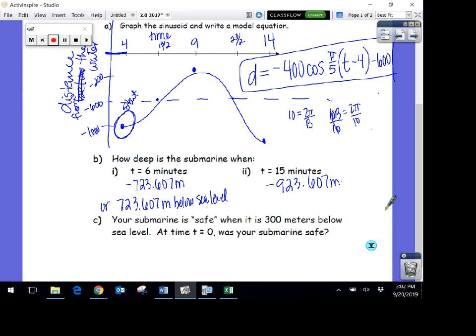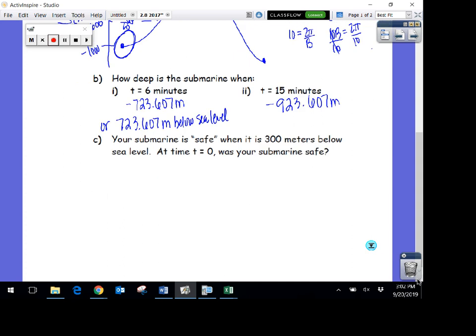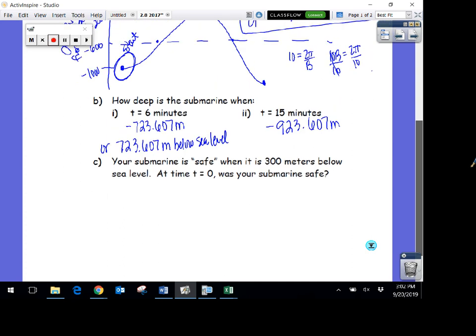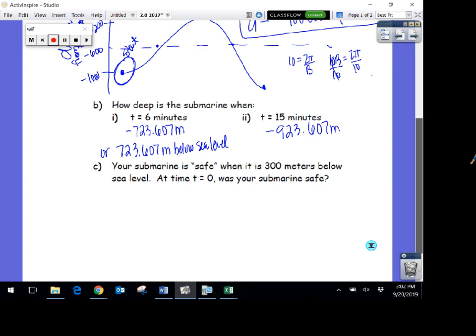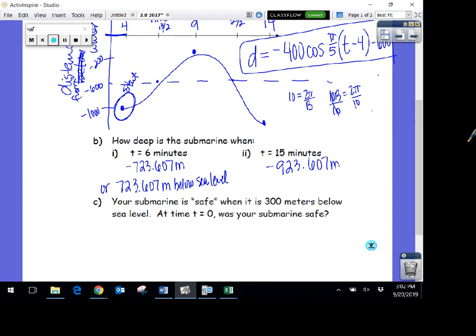All right, the next question. Your submarine is safe when it is 300 meters below sea level. We want to know, is it safe at time equals 0? Well, we know time equals 4 right here, but remember, this curves back up, so we don't know if it's safe. Our picture is not anywhere close to scale, so we can't look at our picture and figure that out, so we plug that into the calculator.